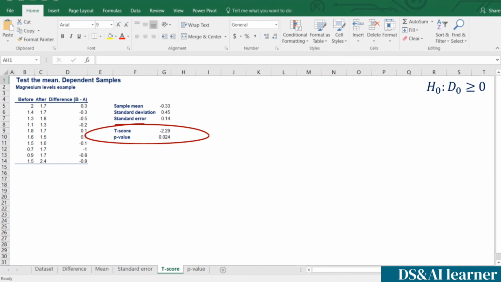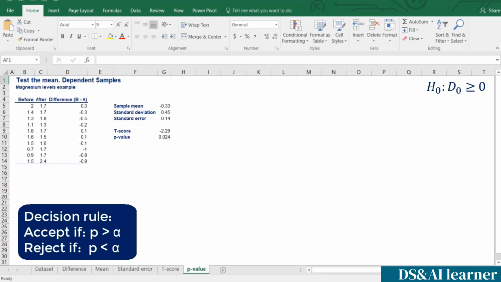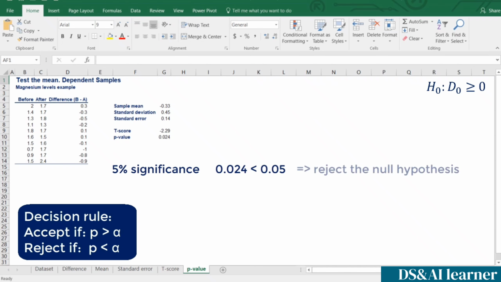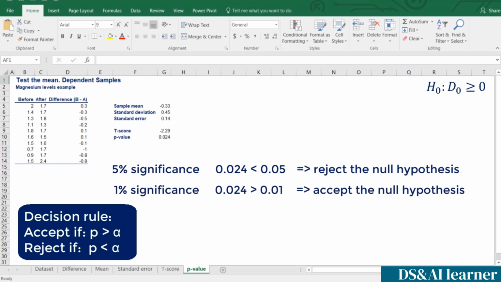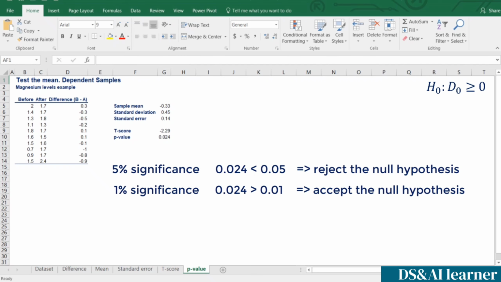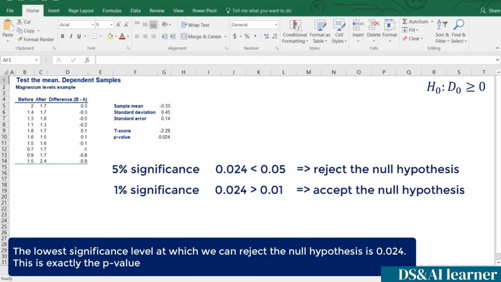What was the decision rule again? If the p-value is lower than the significance level we are interested in, we reject the null hypothesis. Okay, so if the level of significance is 0.05 and the p-value is lower, we will be able to reject the hypothesis at 5%. If the level of significance is 0.01, however, the p-value is higher, so we cannot reject the null hypothesis at a 1% level of significance. The lowest value for which we can reject it is 0.024, which is exactly the p-value.